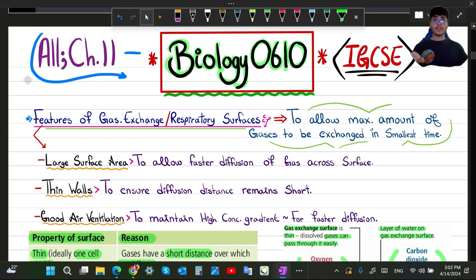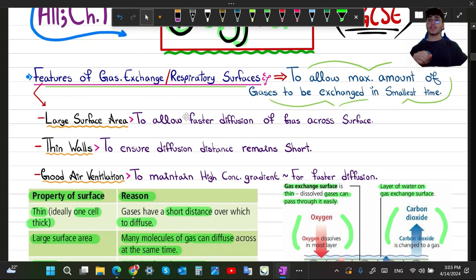Features of gas exchange for respiratory surfaces: we need these features to allow the maximum amount of gases to be exchanged in the smallest amount of time. So these features are necessary for gas exchange to take place in a small amount of time. We need to exchange as much gas as possible in the smallest amount of time. Okay? So the features that help us do this are large surface area, thin walls, and good air ventilation.